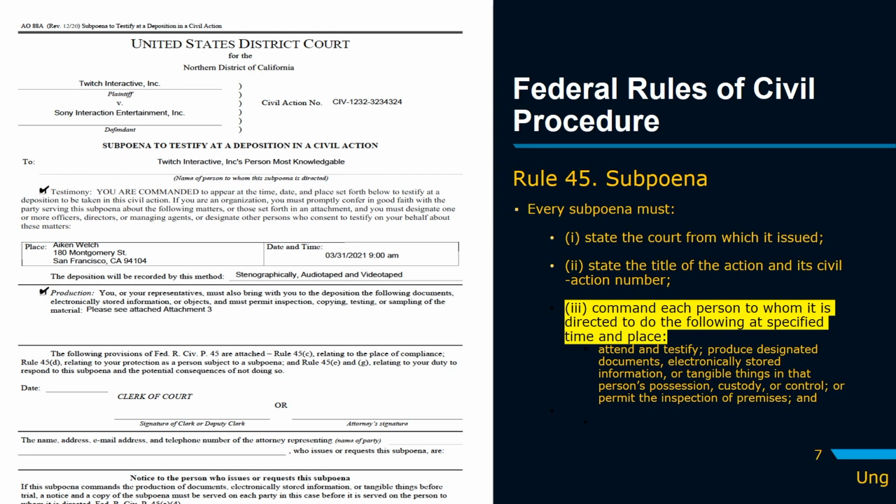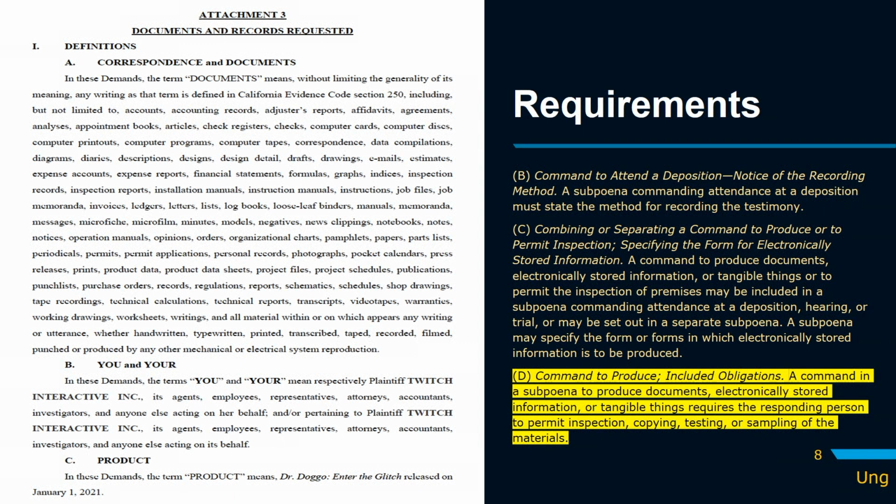In addition, the PMK is also commanded to produce documents listed in attachment 3 in the following slide. In this attachment 3, the definitions and the requested materials are clearly defined so that the noticed party has a full understanding of what will be asked at the deposition. It also includes Twitch's obligation to produce documents as listed in the following categories.